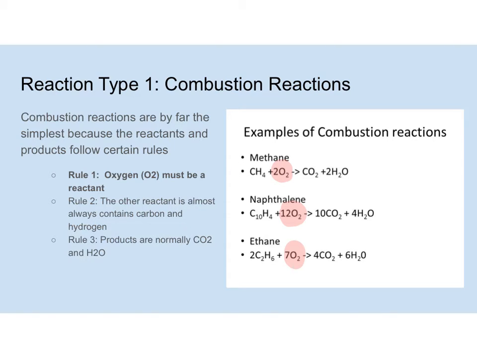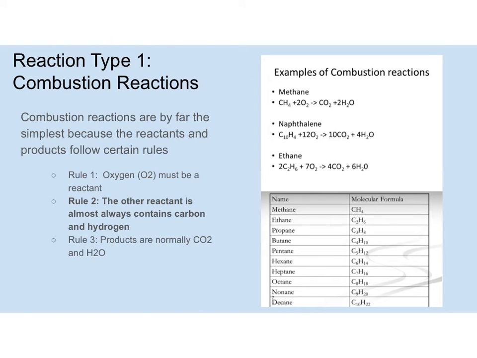Okay, now let's go to rule number 2. Okay. So along with having oxygen, which is rule number 1, rule number 2 states that the other reactant must almost always contain carbon. So if we look, here's methane. So this is when you burn natural gas, or methane, or CH4.